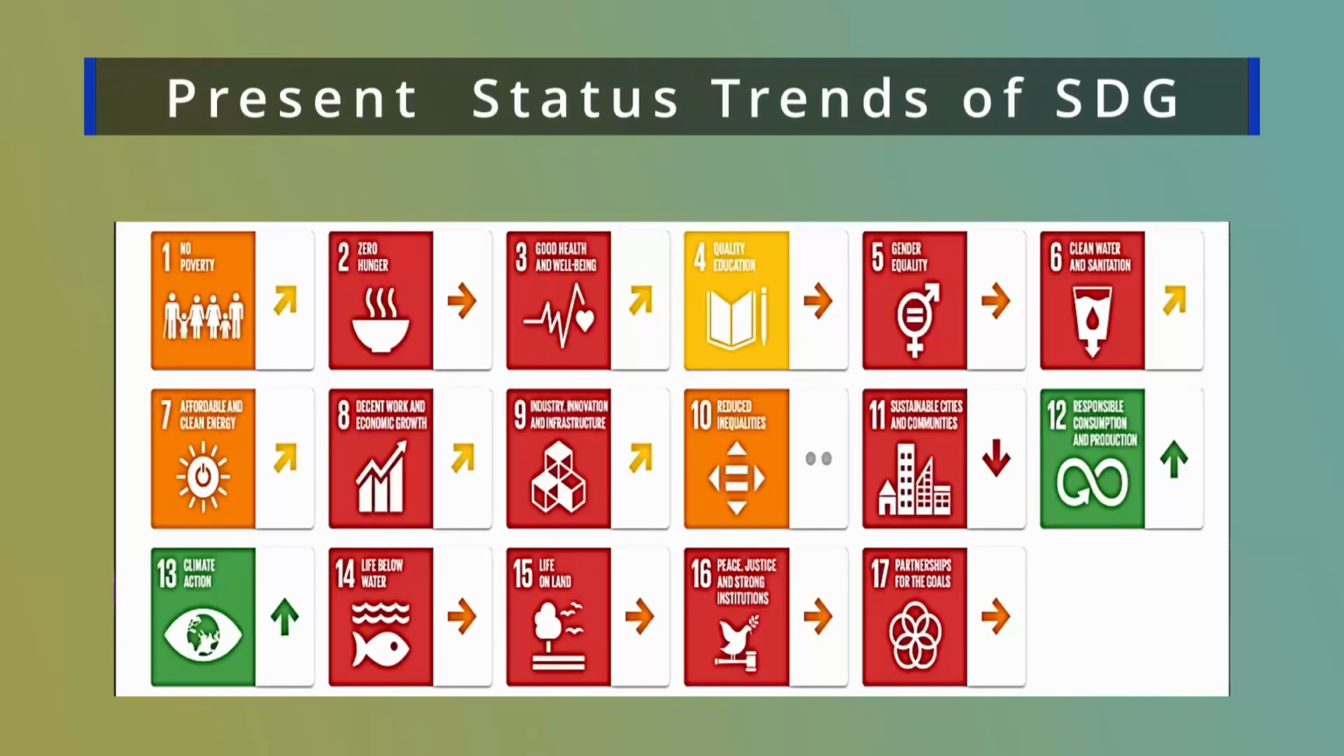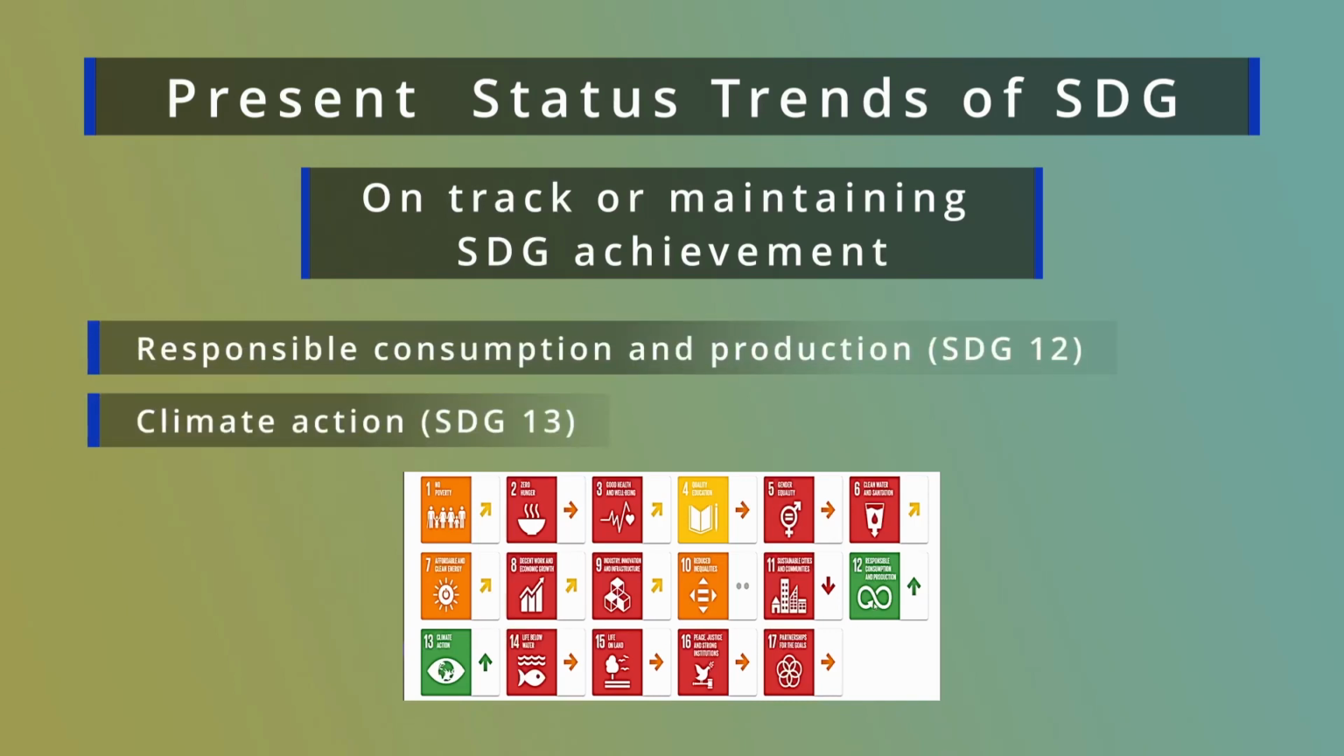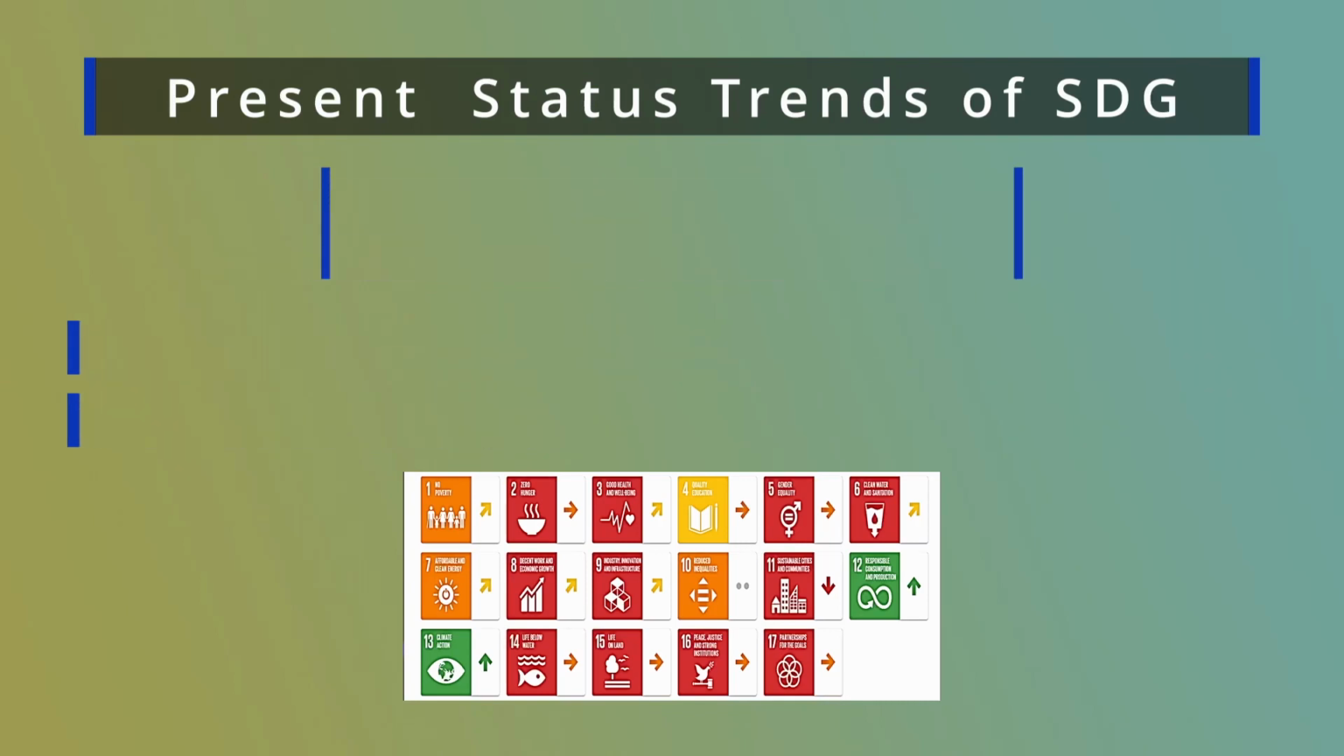In case of India, this is the status of the trend of the Sustainable Development Goals across 17 goals. The arrows help us to understand the status of the trend. The up arrow, which is green in color, implies that the growth rate is significantly higher, and India is able to achieve the Sustainable Development Goal in these two targets. The growth rate is sufficient to achieve the Sustainable Development Goals for goal 12 and for goal 13.